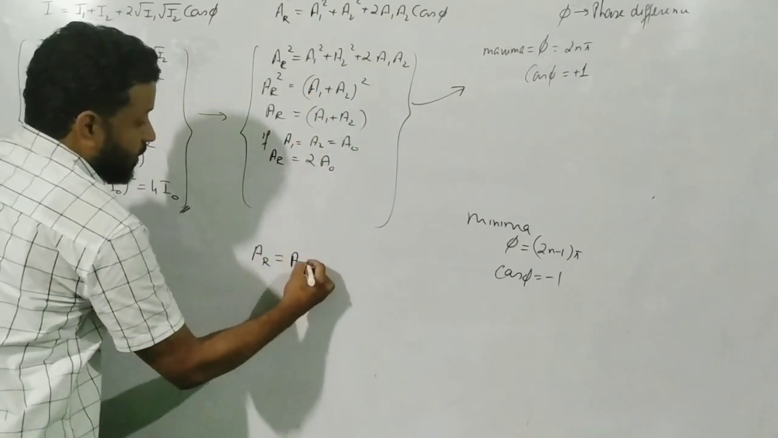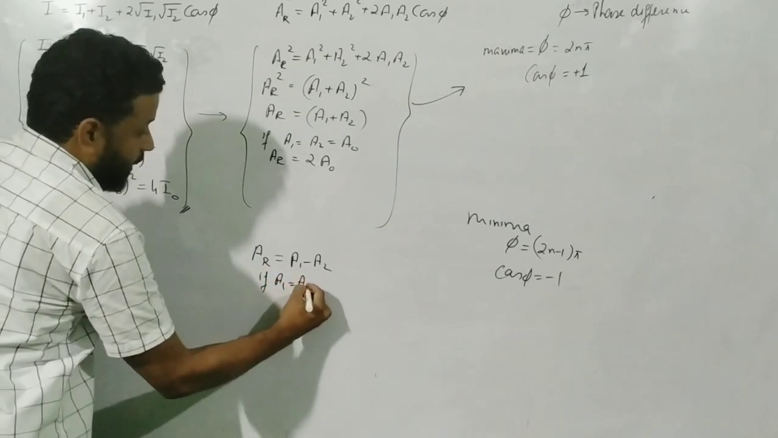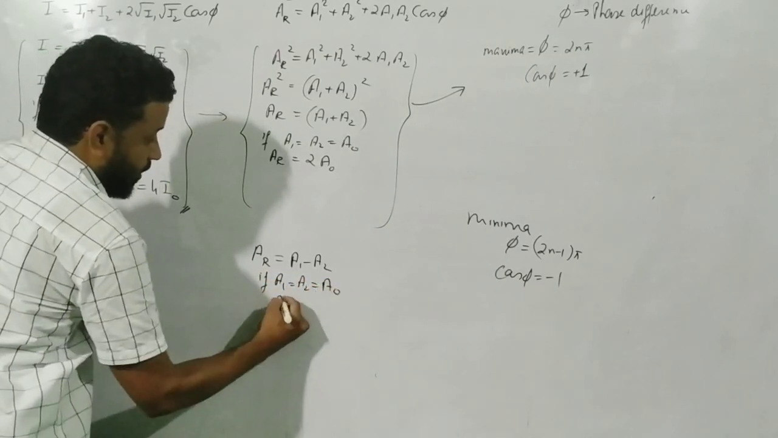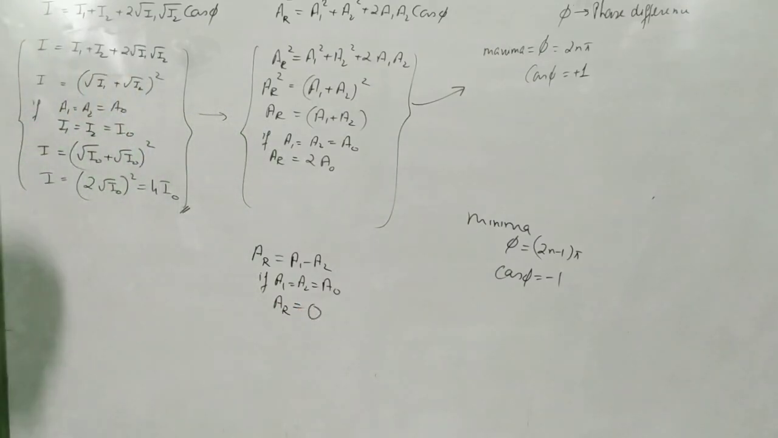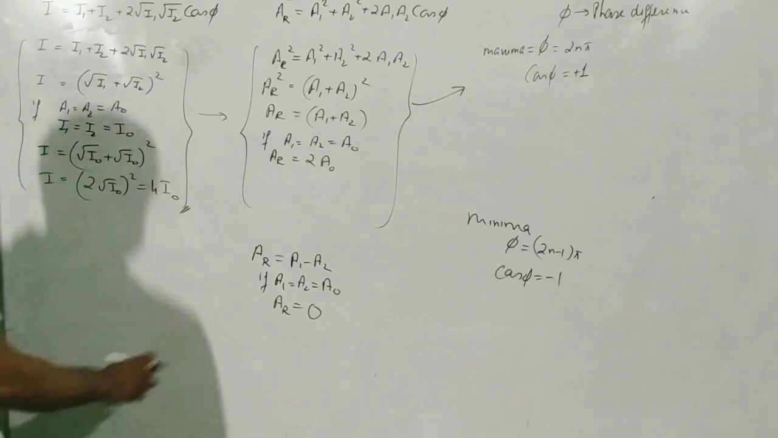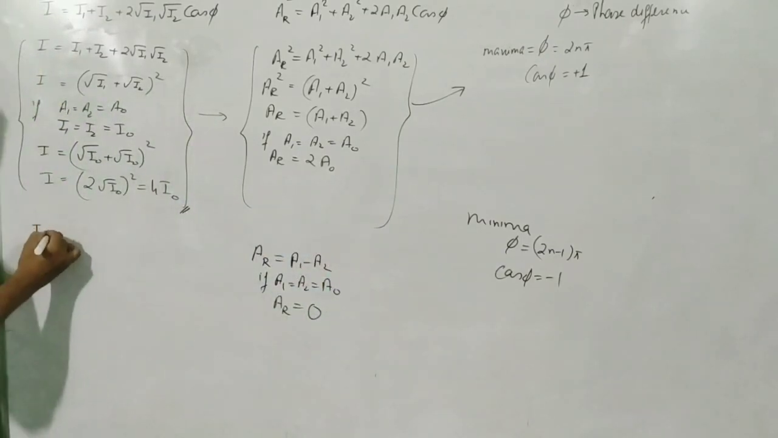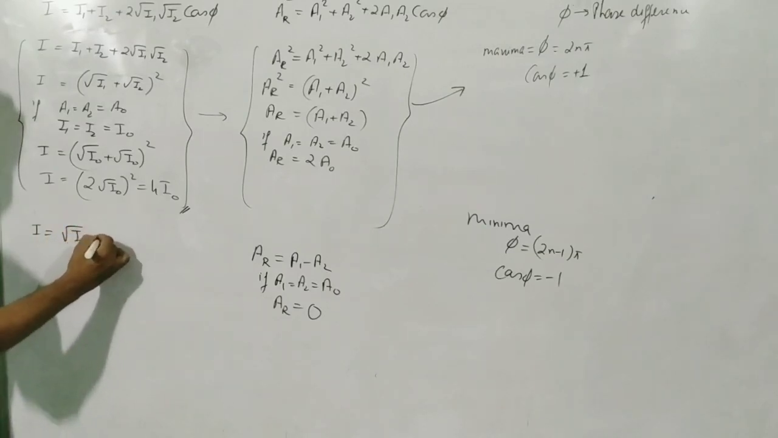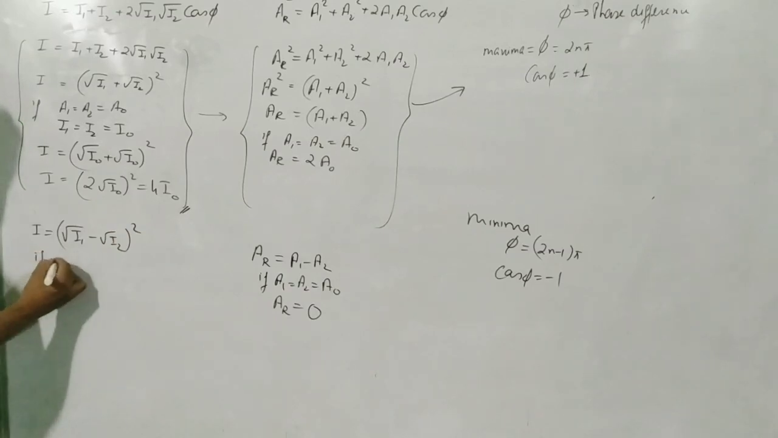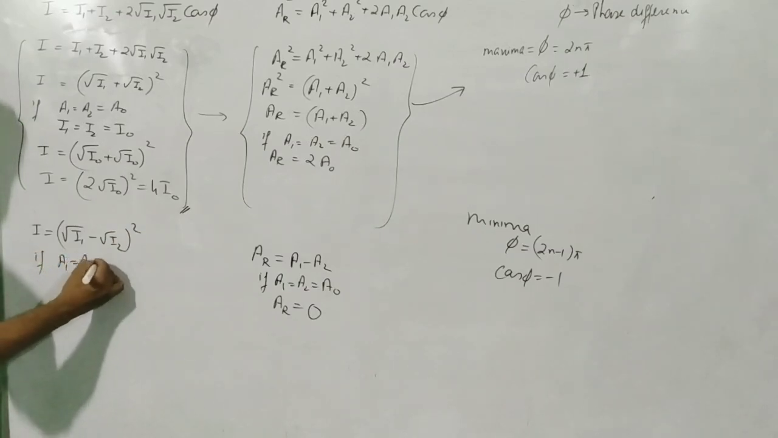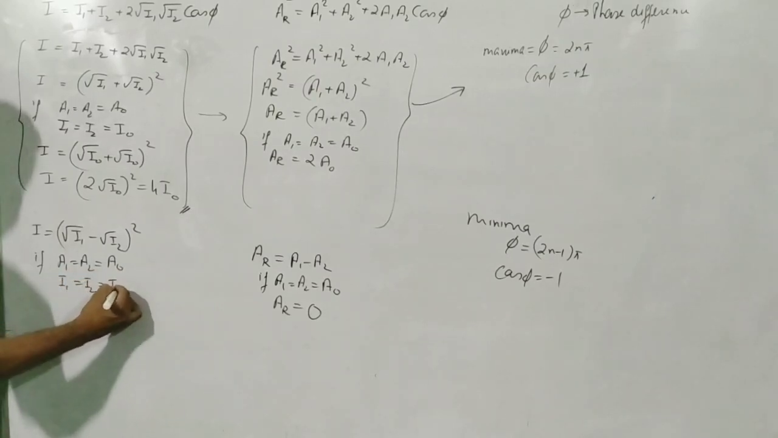So AR will be equal to A1 minus A2, and if A1 is equal to A2 is equal to A0, your resultant amplitude will be equal to 0. Complete darkness. So the resultant amplitude will be A1 minus A2. Now come over here. Here I will get I is equal to root of I1 minus root of I2, the whole square. And then I will put the condition: if A1 equals A2 equals A0, I will write I1 equals I2 equals I0.